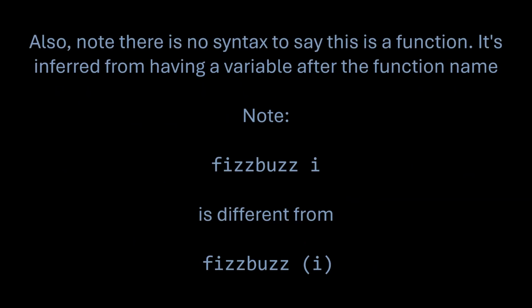Also, there's no syntax that says it's a function, right? It's just inferred from the variable after the function name. If I have fizzbuzz i and then some stuff after it, it interprets this as being a function. Also, there's a big difference here that a lot of people get caught up in. Fizzbuzz i is different from fizzbuzz with parentheses, and what it comes down to is Haskell is very dogmatic, I would say. Some people say rigorous, but I say dogmatic. It sees functions very much in the lambda calculus way, as a function is something that takes one value and returns a single value.